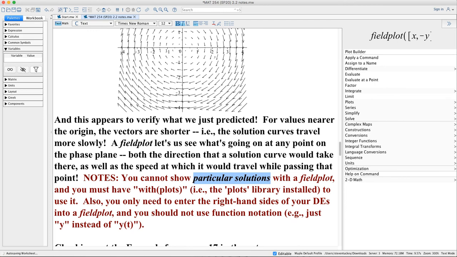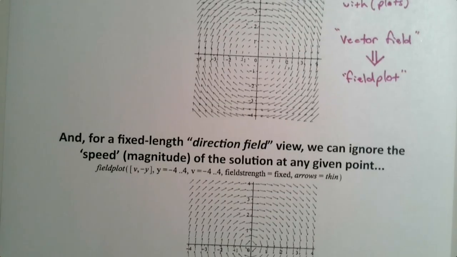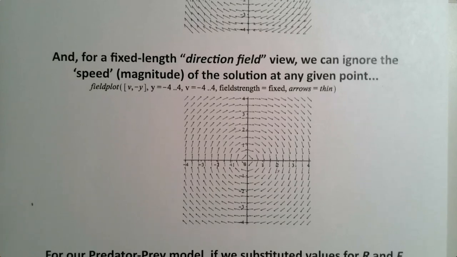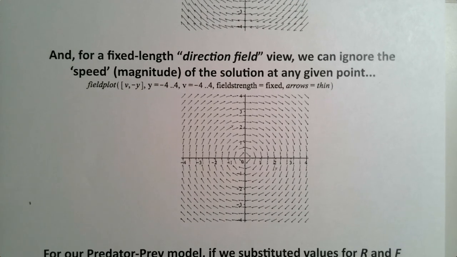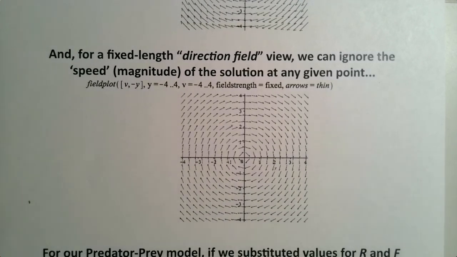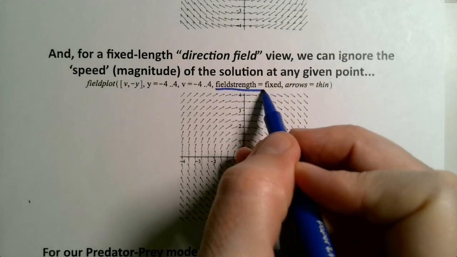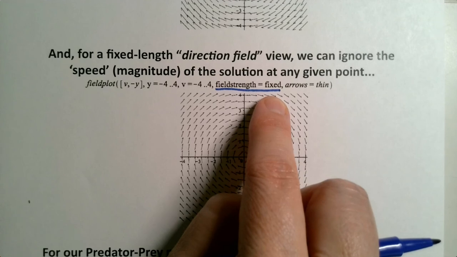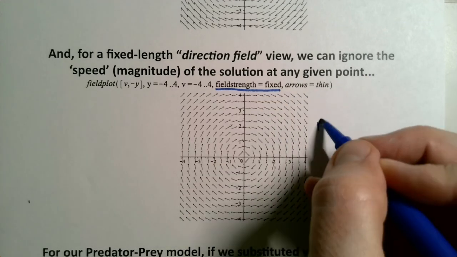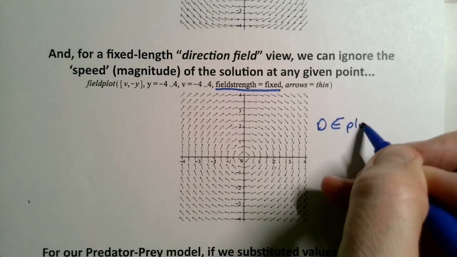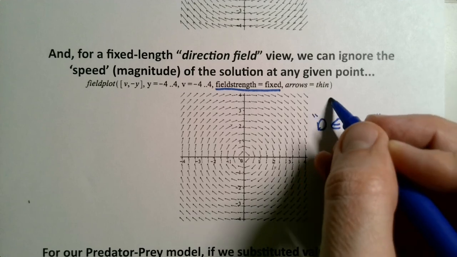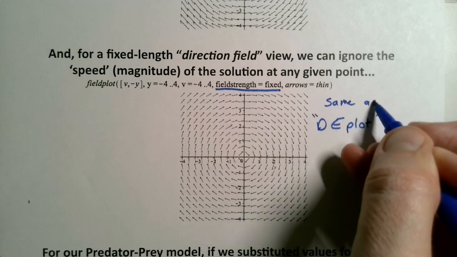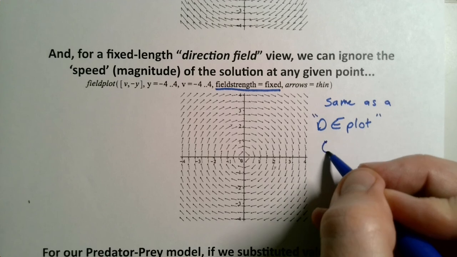I'm going to switch back over to the document so we can finish this page off here. So for a fixed length direction field, we can use this little option, field strength. Remember I did field strength maximal. This is field strength fixed, and really all that's going to do is produce our DE plot, right? This is our phase plane. This is the same as a DE plot or a phase plane.